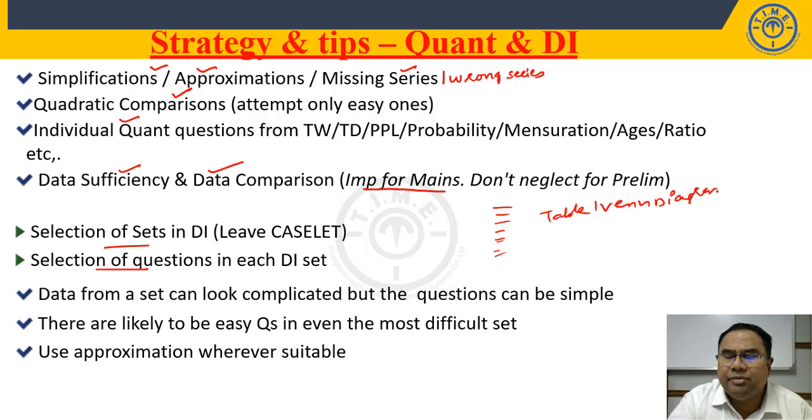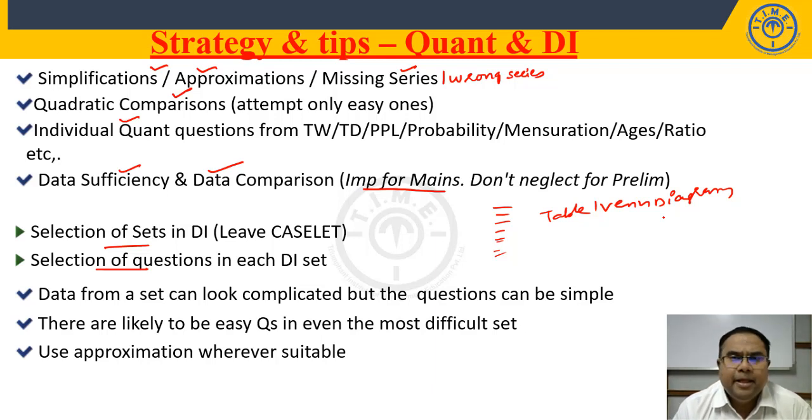Unstructured raw form of the data. Our suggestion would be to leave the caselet in the exam. Attempt tables, bar graphs, pie charts, line graphs, and other areas in the quant section. If time permits, then attempt your caselet. Otherwise, do not attempt the caselet.